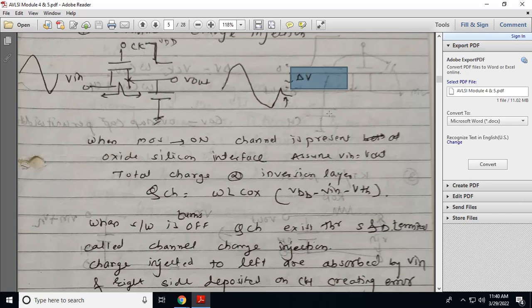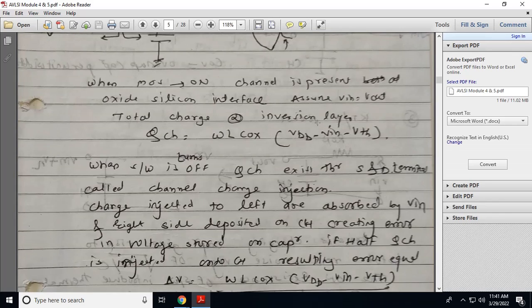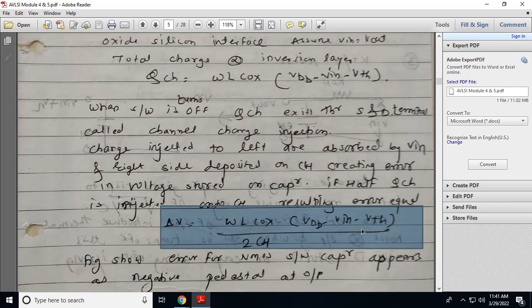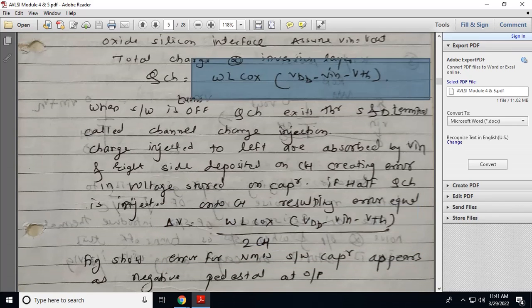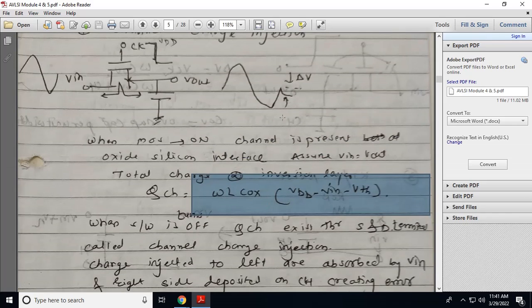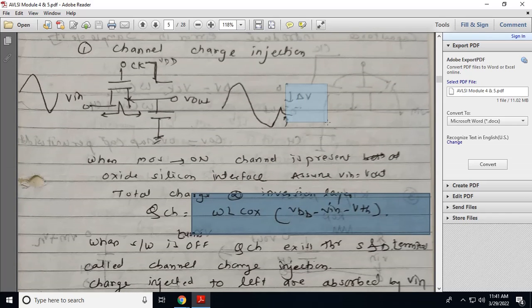Due to the channel charge injection, an error is created, and that is given by the change in voltage. Suppose half of the charges is injected at the output side, so it is given by WL Cox (VDD minus Vin minus VTH) divided by 2CH. Such an error we can call channel charge injection.